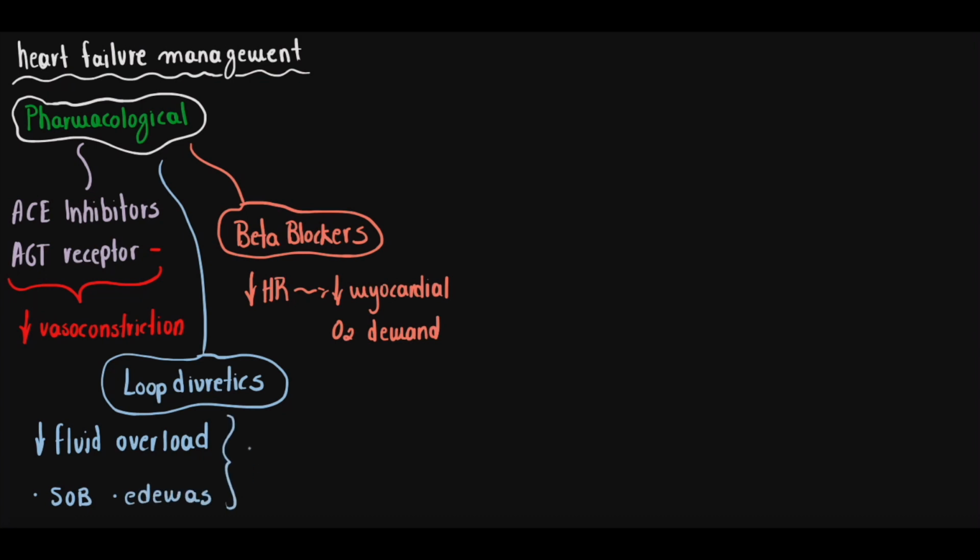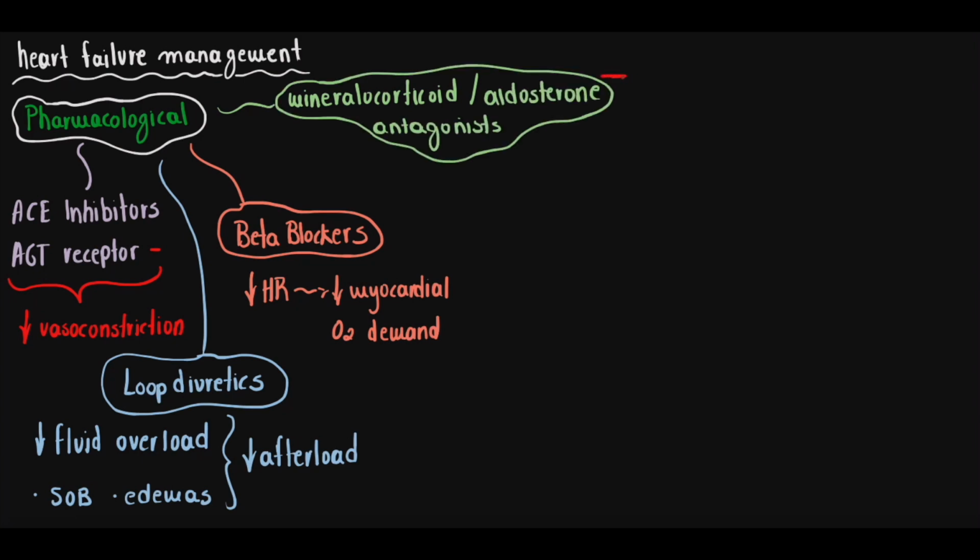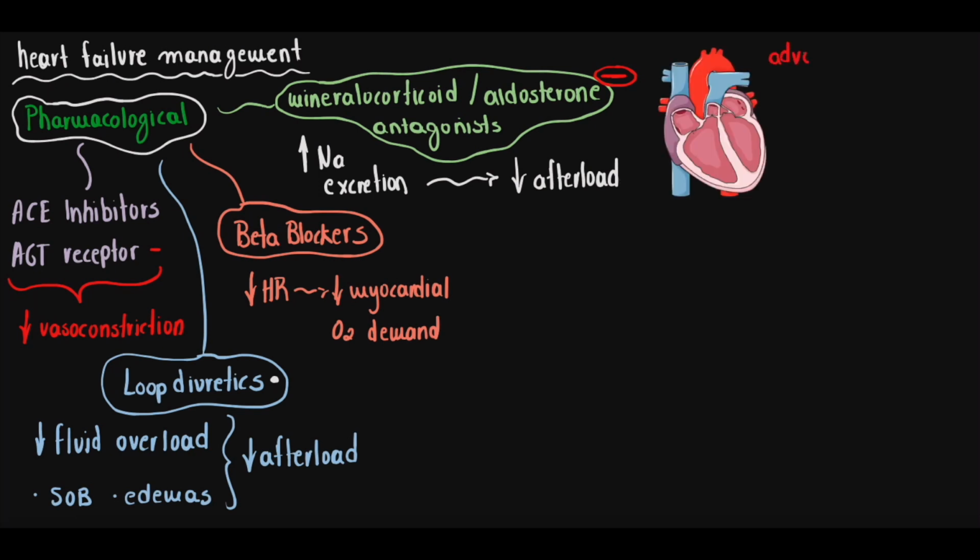Loop diuretics also ultimately decrease the cardiac afterload, so we have less volume inside the blood. Finally, we also administer mineralocorticoid aldosterone antagonists, which antagonize aldosterone and lead to increased sodium excretion in the urine. Just like loop diuretics, they also decrease the afterload. Of course, advanced heart failure patients are going to need a heart transplantation.